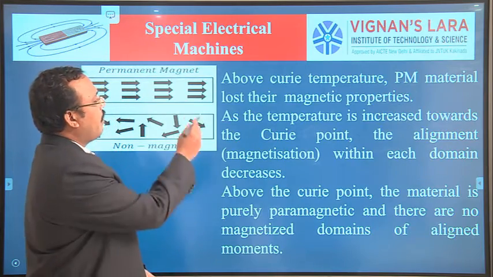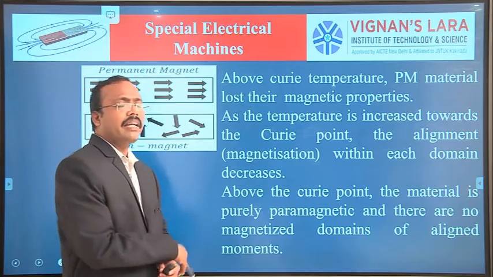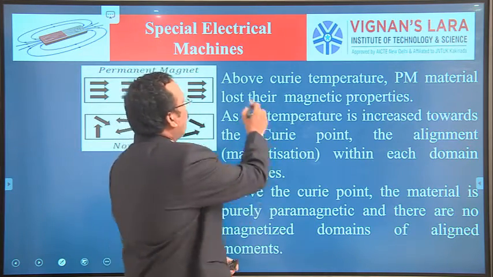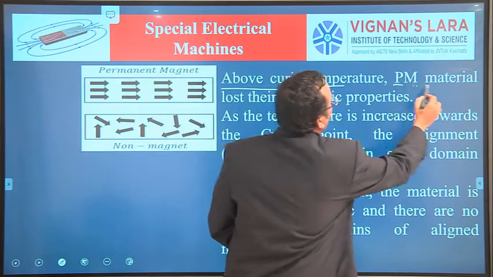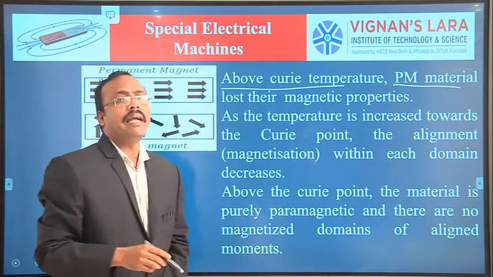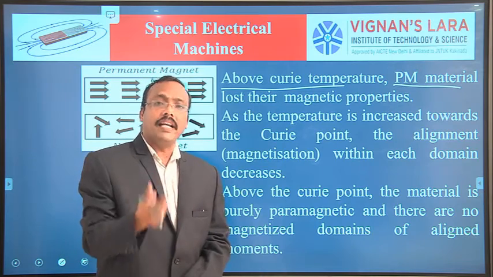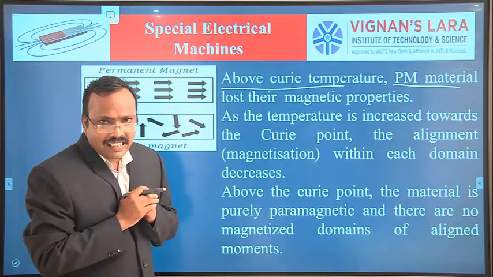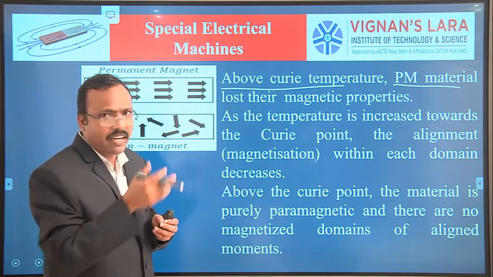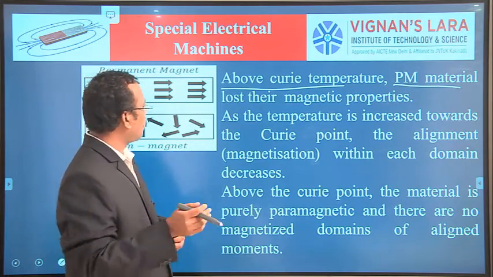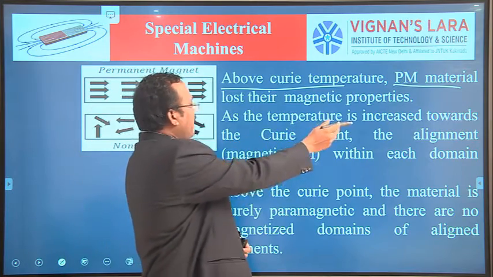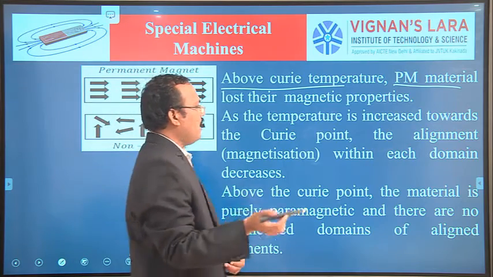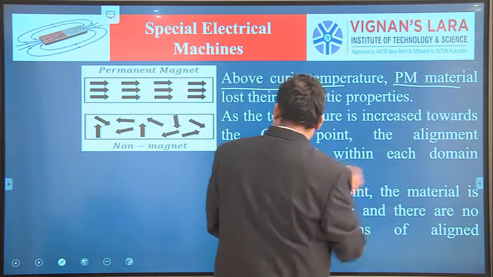See here, above the Curie temperature, the permanent magnet material loses its magnetic properties. Clear? Above the Curie temperature, the magnetic material does not act as a magnet. It is simple iron phase. As the temperature is increased towards the Curie point, the alignment within each domain decreases.